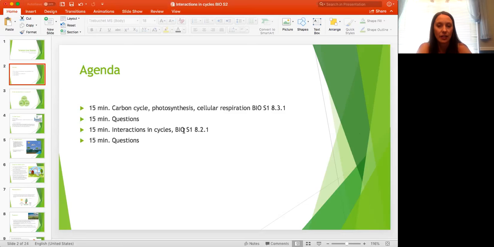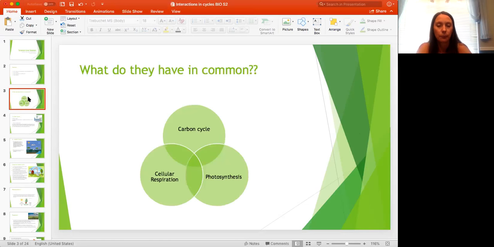Okay, so again, today we're going to be looking first off at biology. And like I said, a big chunk of the unit talks about these cycles here on Earth. It talks about the carbon cycle, also the nitrogen cycle. But then we go into photosynthesis and cell respiration. And how do these three connect to each other?